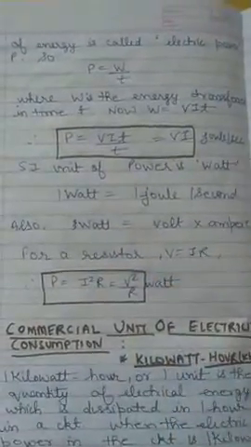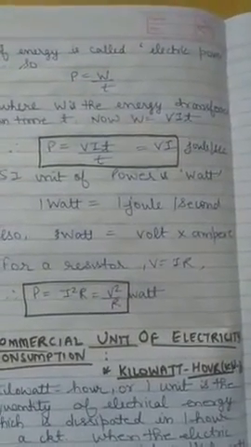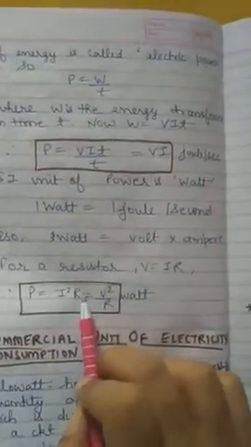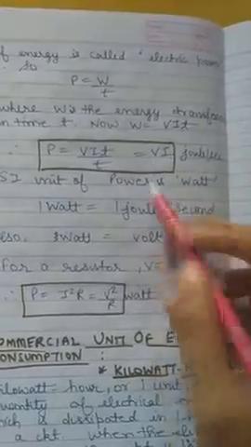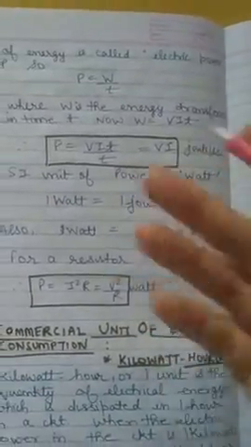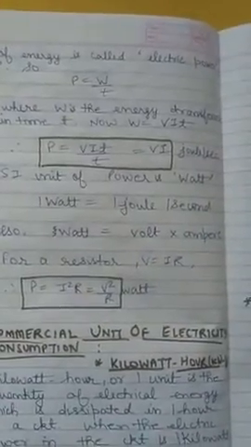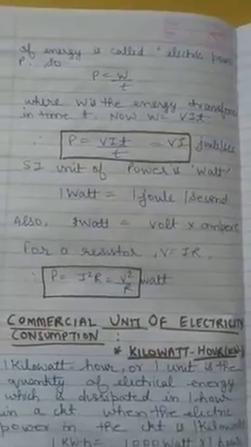Now for a resistor, in place of V we can place IR, so this will become P is equal to I square R. And if in place of I we use V by R, this will become V square by R. This also you have studied in class 10: the formulas P is equal to I square R or V square by R are both formulas for electric power.